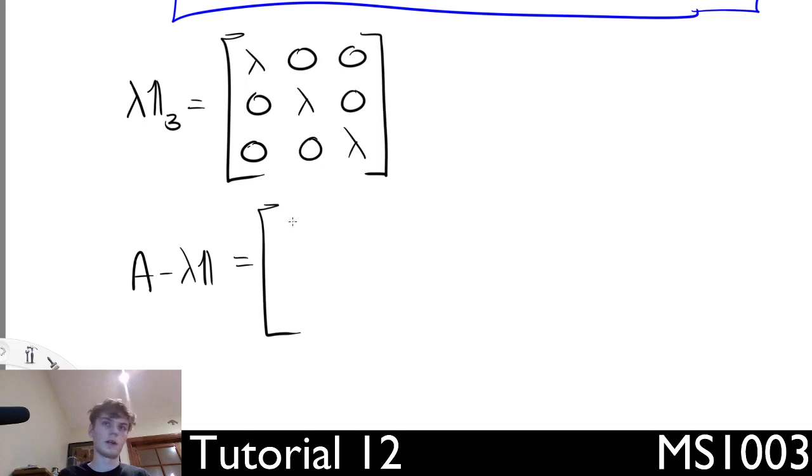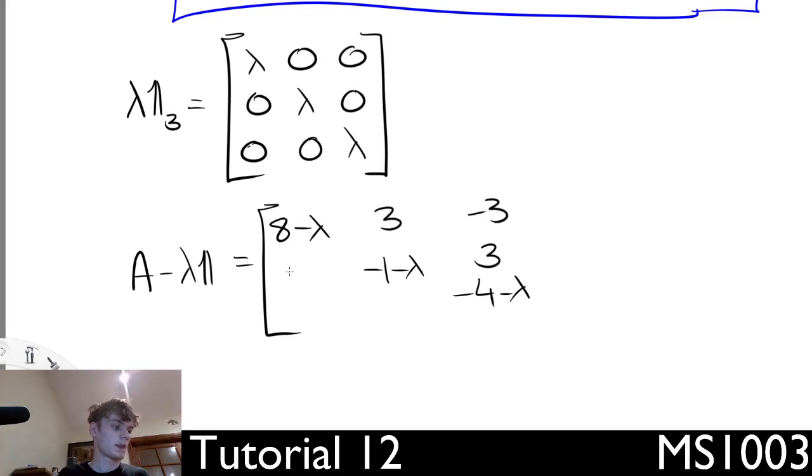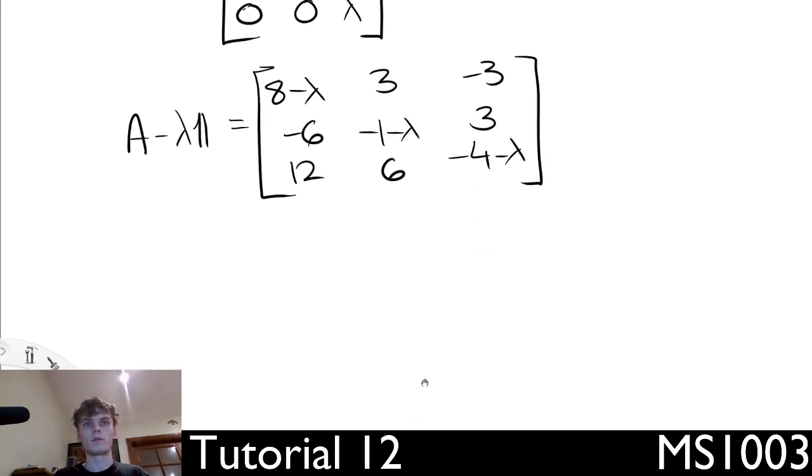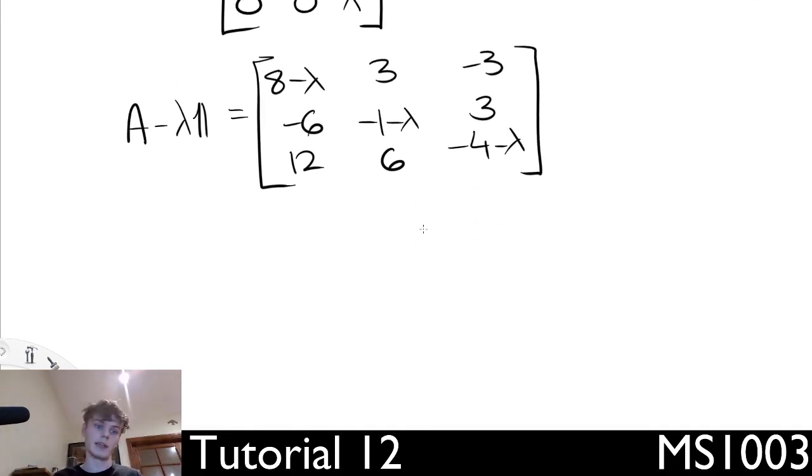And so that means A minus lambda I is going to be the matrix A beside me: 8 minus lambda here, minus 1 minus lambda here, minus 4 minus lambda here, 3, minus 3. Okay. Here's our matrix. We have to take the determinant of this.